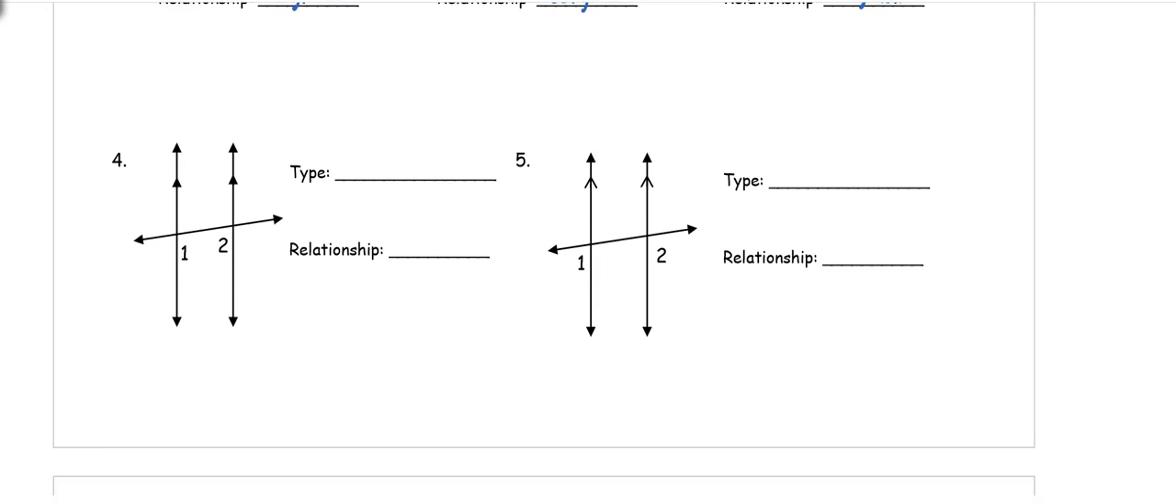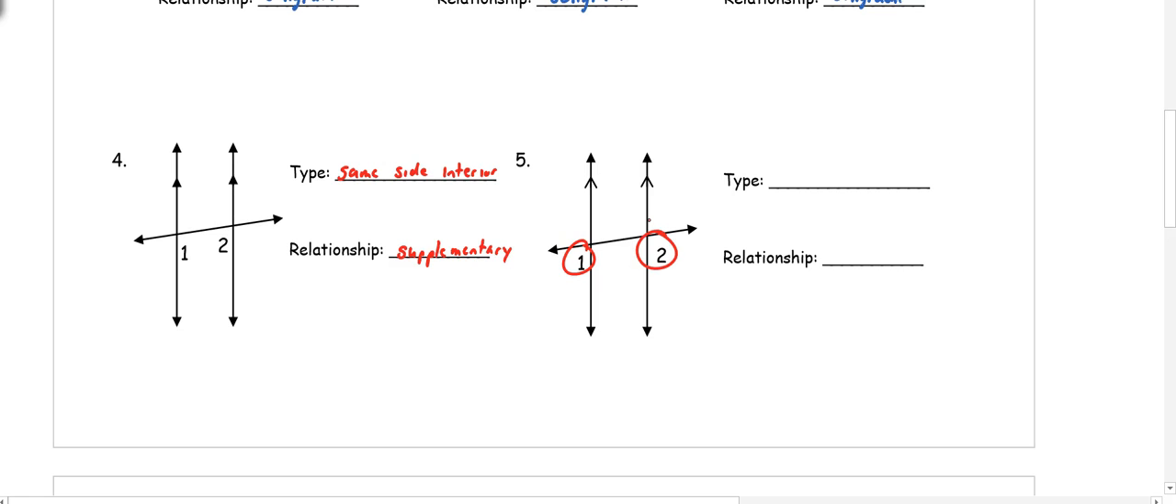Number 4, we have two angles that are between the lines and they're on the same side of their lines. So these are going to be same side interior angles. Same side interior angles are supplementary. A way to remember that too is they start with S's, so they have to be supplementary. Number 5, my angles are on the outsides of the parallel lines and on the same side of the transversal. So these are going to be same side exterior angles, and the relationship here is that they are supplementary.